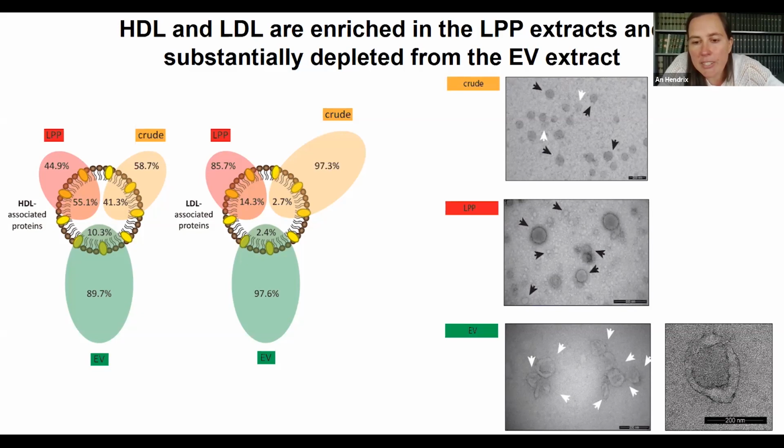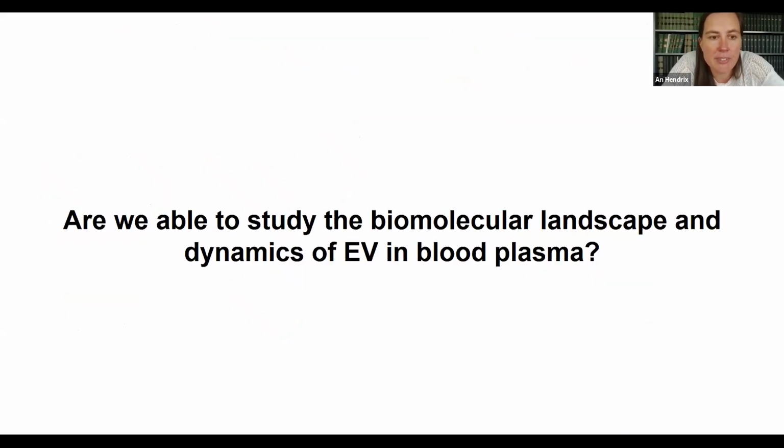And in the EV extract, we see a clear specificity towards those vesicles that are depleted of lipoprotein particles and protein aggregates. So, setting up this strategy, demonstrating the repeatability and showing a significant difference in the protein composition between LPP and EV, we further decided to study the biomolecular landscape and the dynamics of extracellular vesicles in blood plasma from patients that have been diagnosed with different diseases.